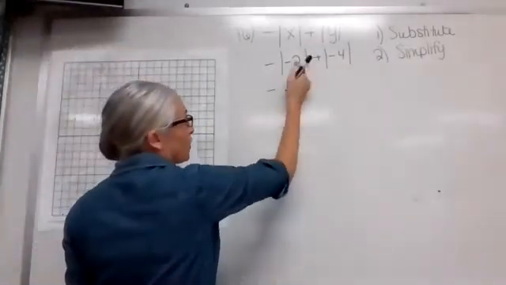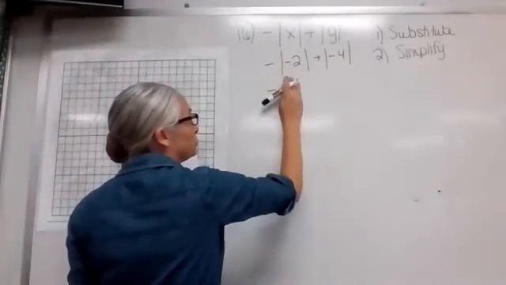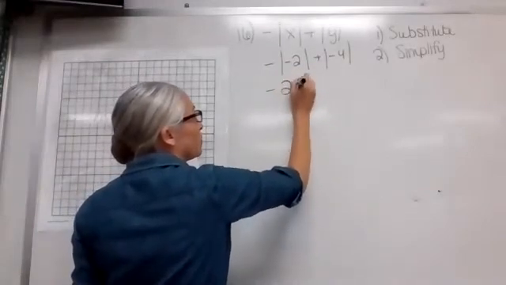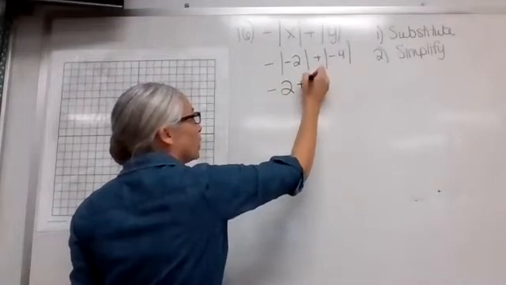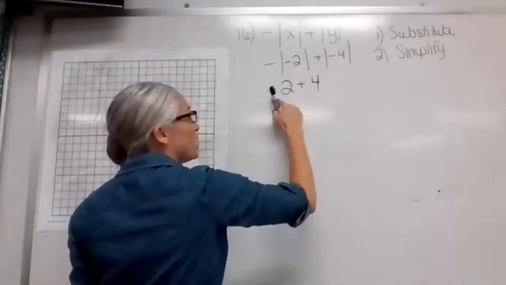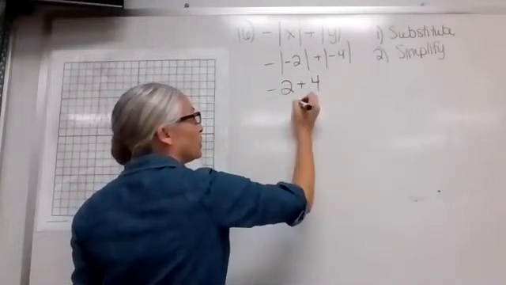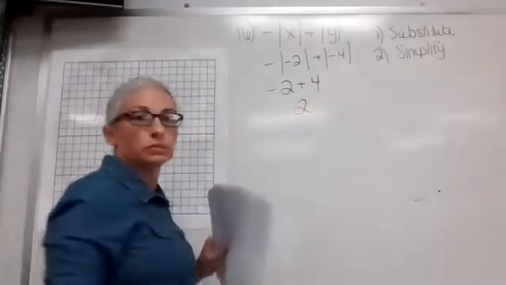What is the absolute value of -2? 2. What is the absolute value of -4? 4. And what is -2 plus 4? 2.